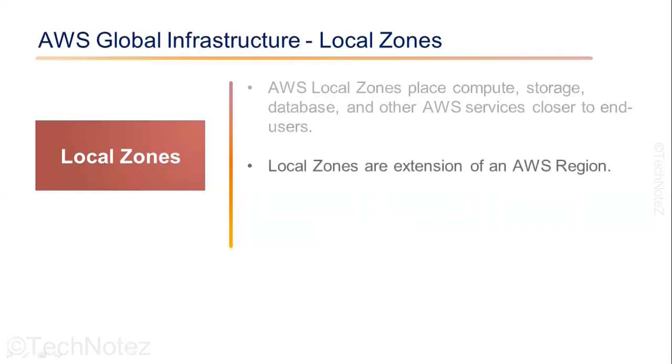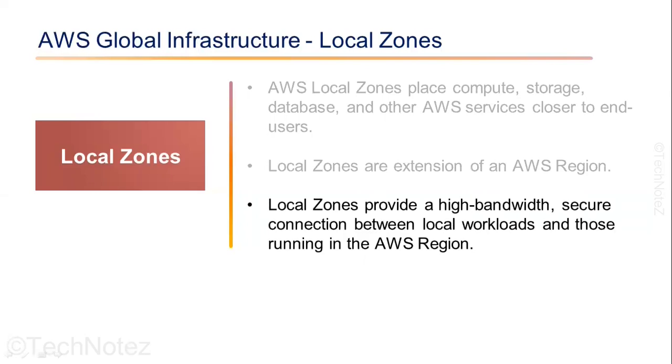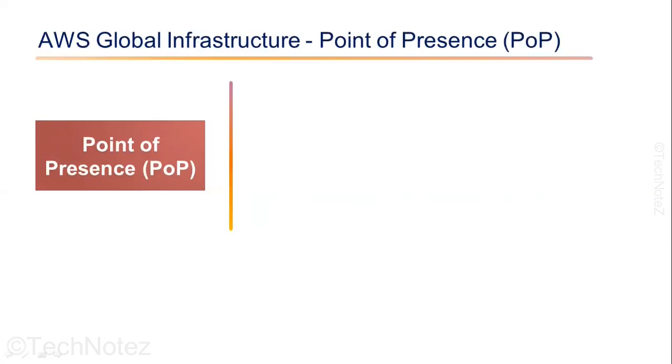Each Local Zone is an extension of an AWS region. Local Zones provide a high bandwidth and secure connection between local workloads and those running in the AWS region. Local Zones are essentially a way for AWS to bring the cloud closer to the customers, providing more localized, high performance service with the same level of security and compliance as the main AWS infrastructure. To use a Local Zone, we need to enable it first, and then we can host our resources in the Local Zone. Next, let's talk about AWS Points of Presence.